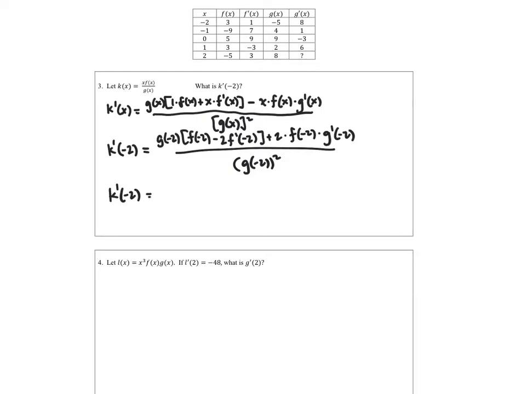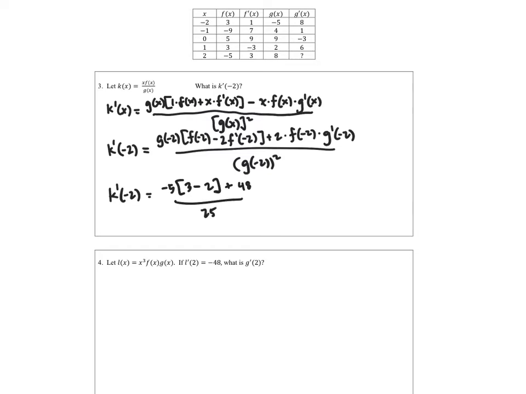So that'll be g of -2, which is -5, times the quantity f of -2, which is 3, minus 2 f prime at -2. So f prime at -2 is 1, times -2 is -2. Okay, well that actually makes things pretty simple. And then we'd have 2 times f of -2. F of -2 is 3, so that's 6, times g prime at -2. So 6 times 8, which would be 48, all over g at -2, which is -5 squared, so that would be 25.